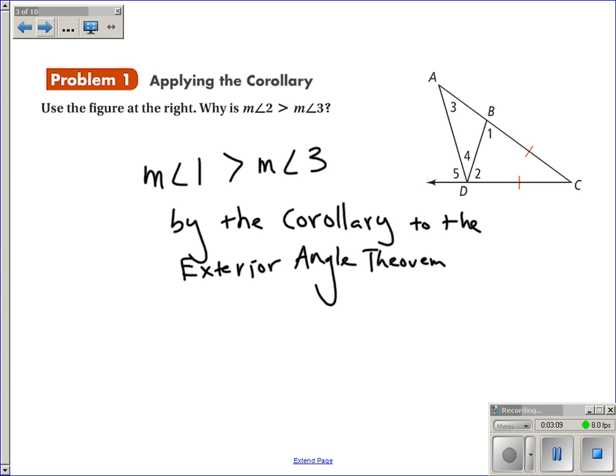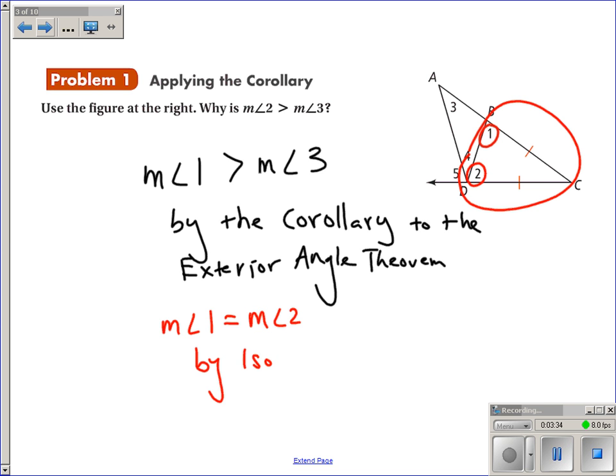Now, looking at this triangle down here, I notice that it is an isosceles triangle. And I know that in an isosceles triangle, the base angles, meaning angles 1 and 2, must be congruent. So I know that the measure of angle 1 is equal to the measure of angle 2 by the isosceles triangle theorem.